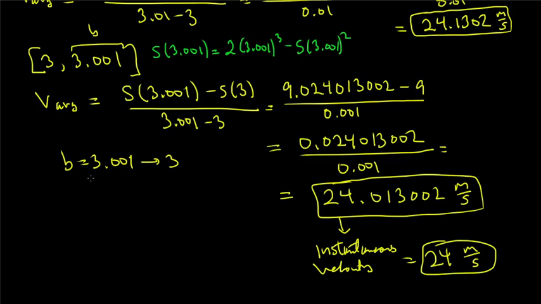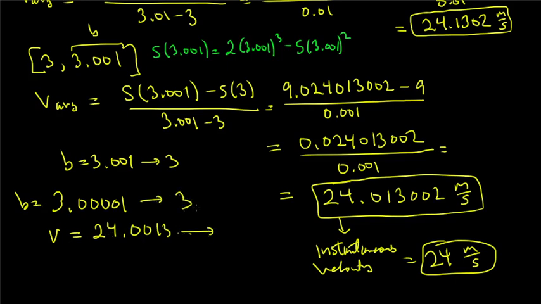In other words, the more zeros you add to the time, if I did 3.000001 seconds for my b, I'm just adding more zeros after the decimal point, the average velocity will be something like 24.0013 and so on. And yeah, that just gets closer to 24. So that's the idea of a limit. A limit is what happens when you're getting closer and closer to some number.